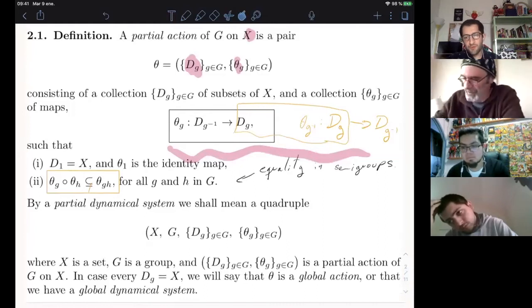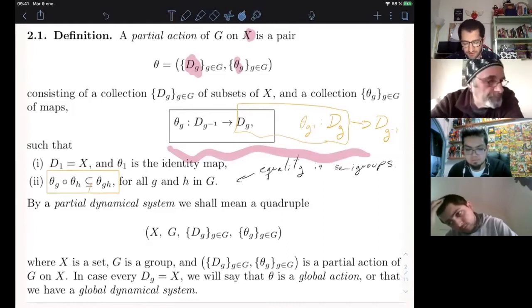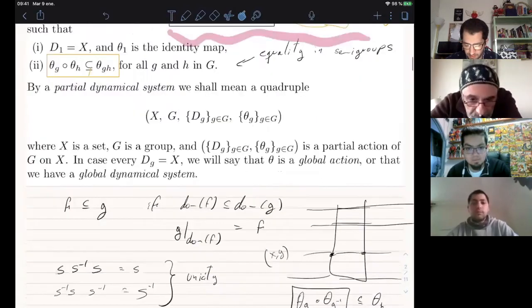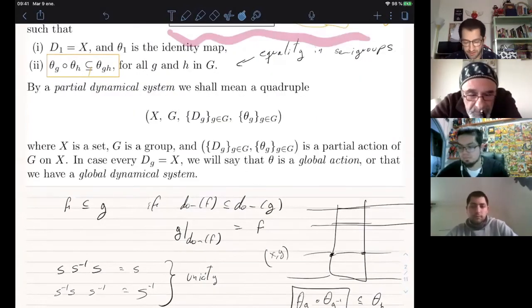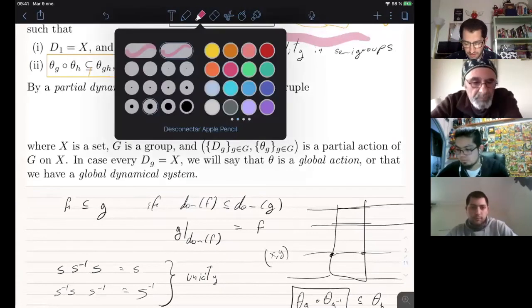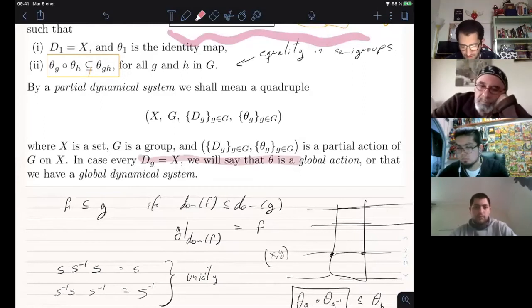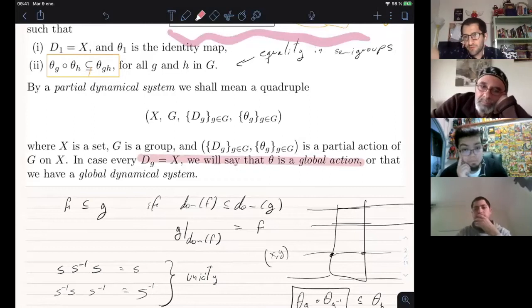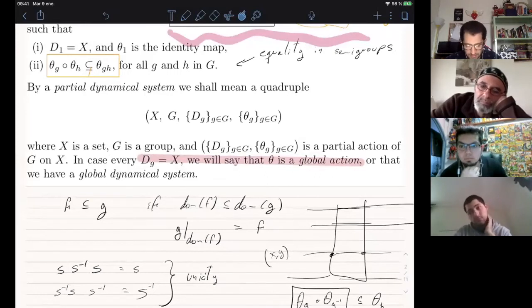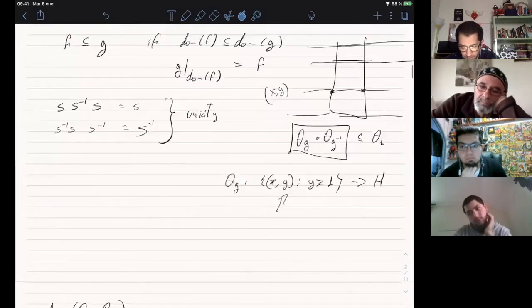Yes, just taking advantage of this part, I didn't speak about it, but if we have this thing, we go back to the global actions of groups. It's what we are used to, and global dynamical systems.